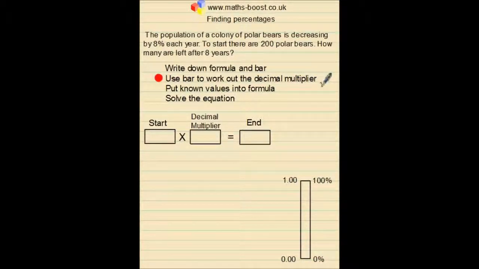Step 2, we use our bar to work out the decimal multiplier. We start at 100%. Polar bear population is decreasing by 8%, so we go down 8%. And this takes us to 92%. And so the decimal multiplier is 0.92. Step 3, we put our known values into the formula. So the decimal multiplier we've just found is 0.92. And we know the colony starts at 200.